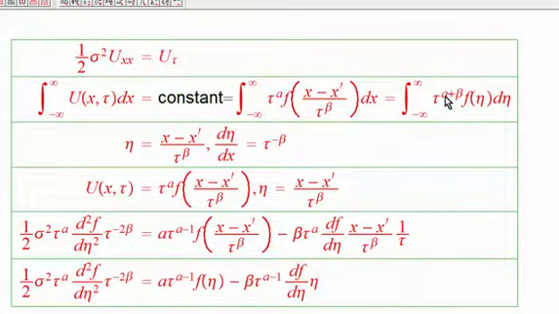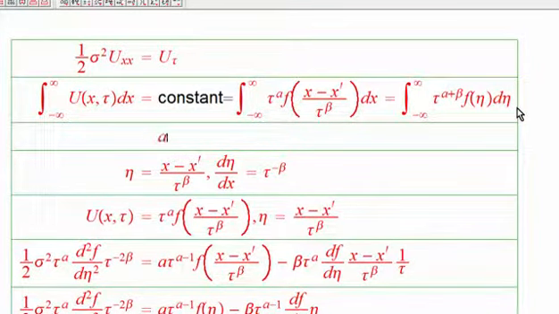The only way to get rid of that tau is to make A equal to minus beta. So that's our conclusion then, that A equals minus beta. That way this will just be tau to the 0, and it doesn't matter what time it is. It cancels out. So everywhere there's an A in here, I can put a minus beta.